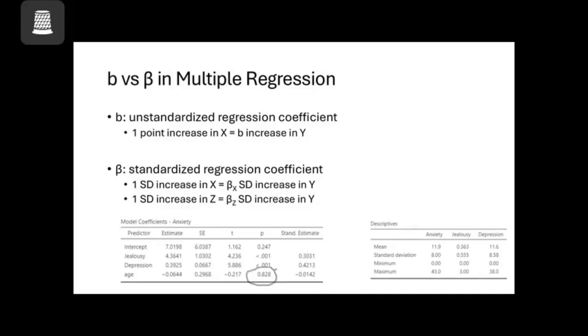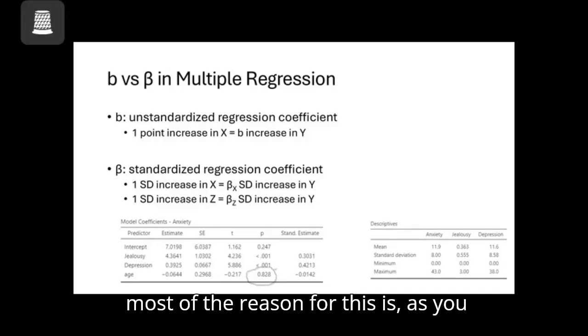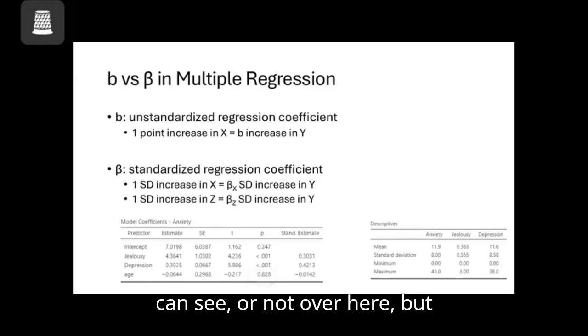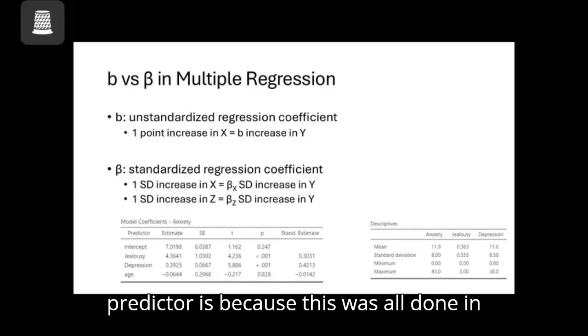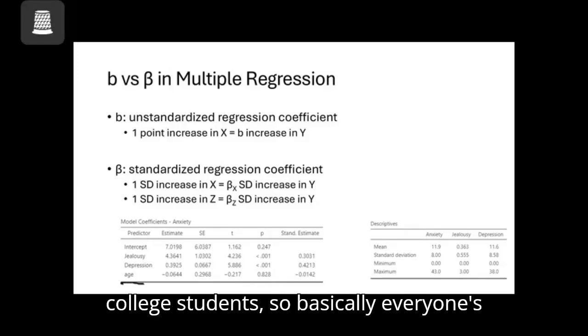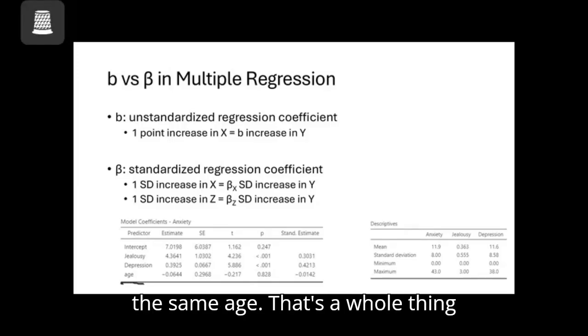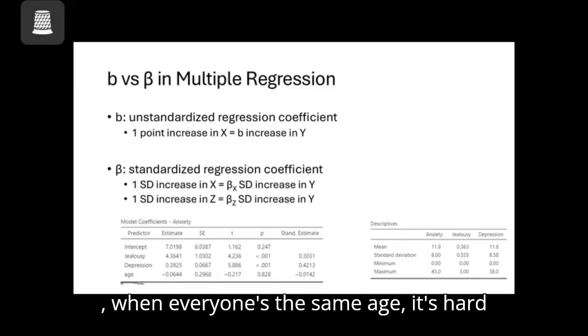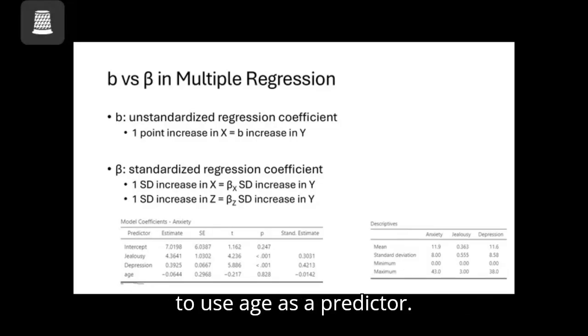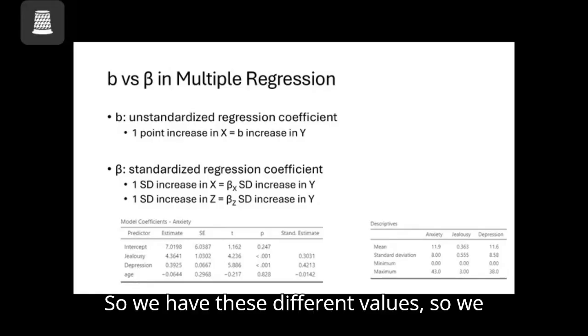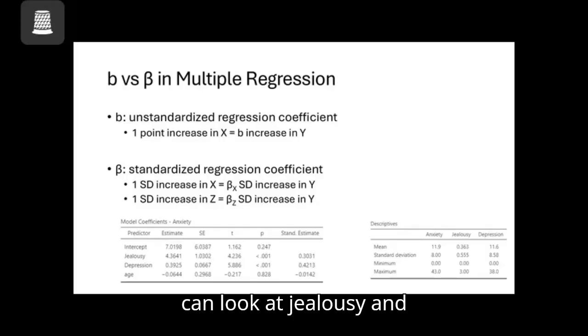Now, most of the reason that age is not a predictor is because this was all done in college students, so basically everyone's the same age. That's a whole thing that we haven't gotten into about truncated range, but basically, when everyone's the same age, it's hard to use age as a predictor. So we have these different values. So we can look at jealousy and depression here.